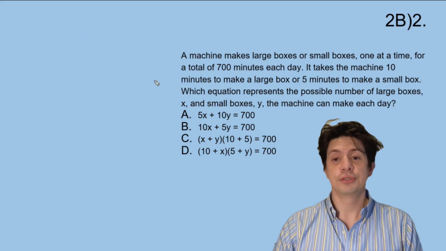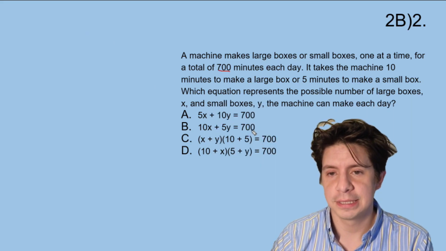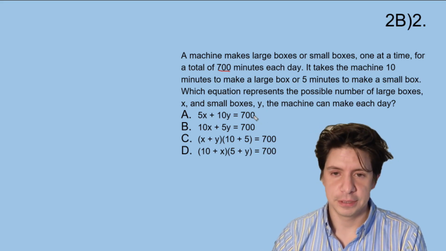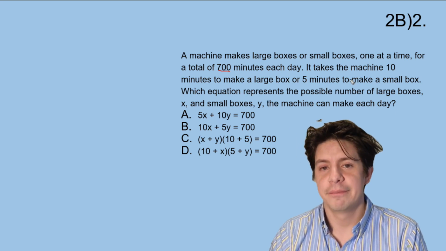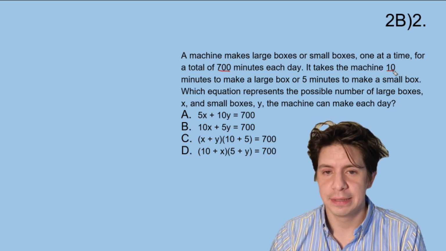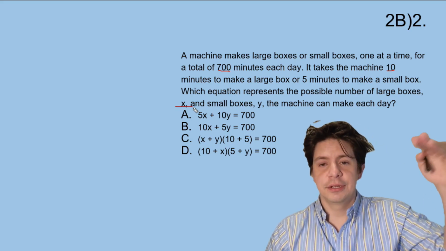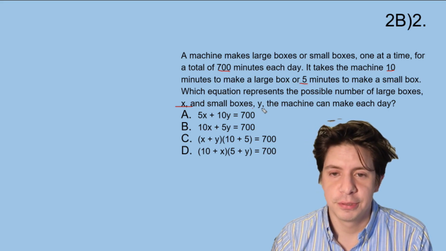Okay, so what we're going to do in this one, right, is we're told we have 700 minutes total a day, and this equation is giving us the number of large or small boxes with the minutes accounted for, right? So we want a 700 total, which they all have. And then each of the big boxes takes 10 minutes, and the big goes with X. So we want 10 to go with X, and then we want each of the 5-minute boxes, which are the small ones, to go with Y.